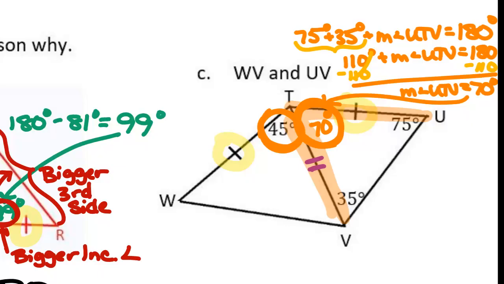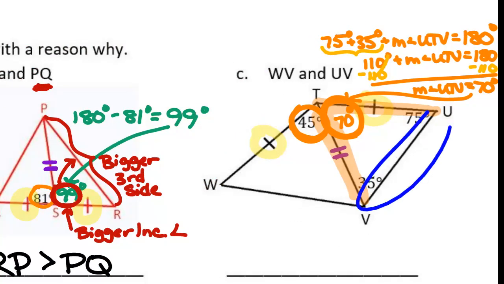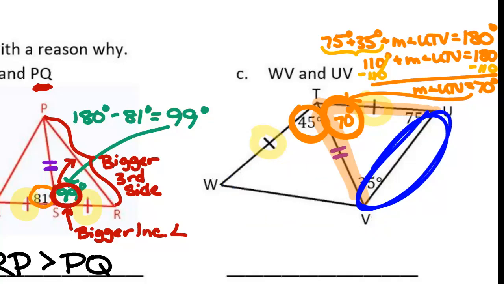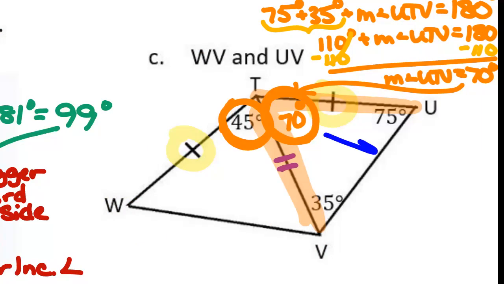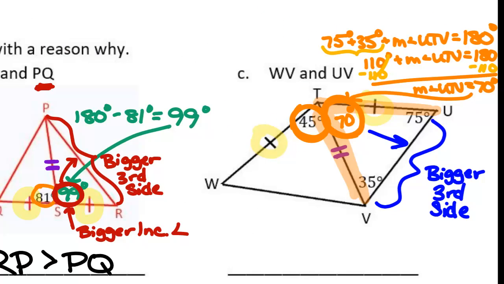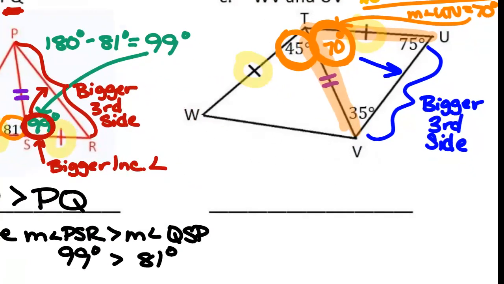Yeah, UTV, the 70-degree angle. So which of these two sides, UV or VW, would be bigger? UV would be bigger. This is my bigger third side because it is opposite the bigger included angle.